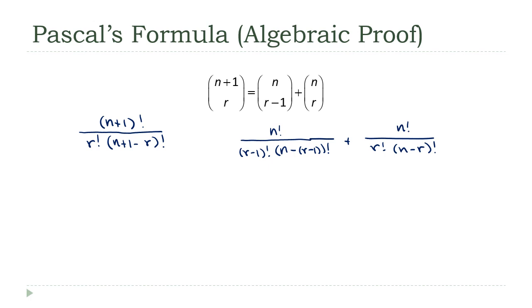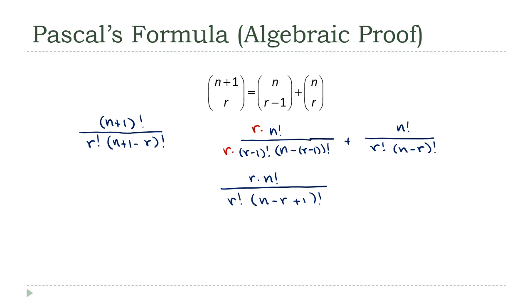I'm just going to have to come up with a common denominator first. So I'm going to start by multiplying the top and bottom of this fraction by r. That makes the numerator r times n factorial. Look what happens down here on the bottom: r times r minus 1 factorial is r factorial. And I'm going to clean up the parentheses here. This is n minus r plus 1 factorial.